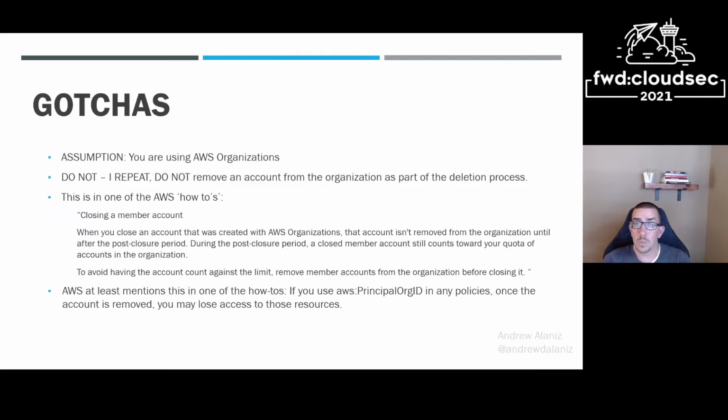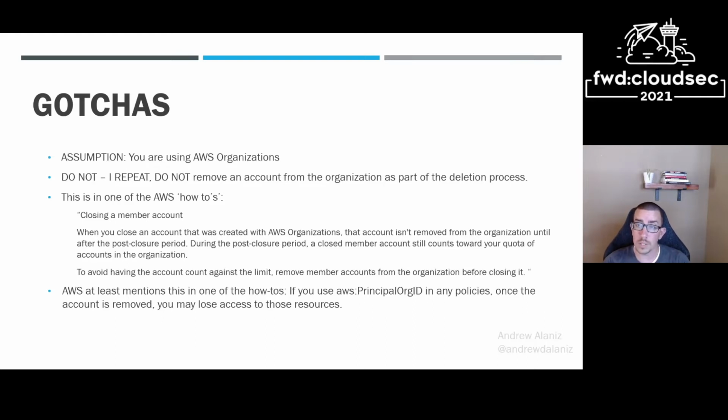All right, so one assumption we're going to make is that you are using AWS Organizations. Again, like I said, I'm not going to get into why you would or would not be using AWS Organizations, but let's go with the assumption that you are. So don't, and I want to emphasize this, don't remove an account from the organization as part of the deletion process.